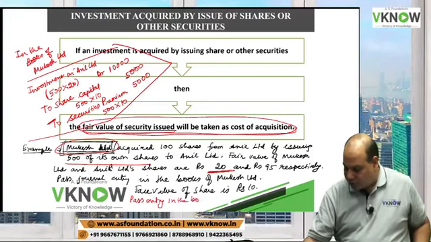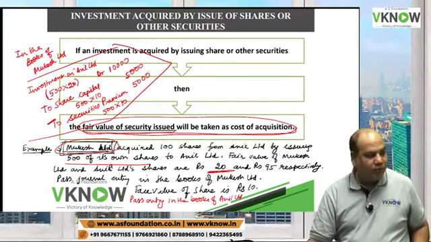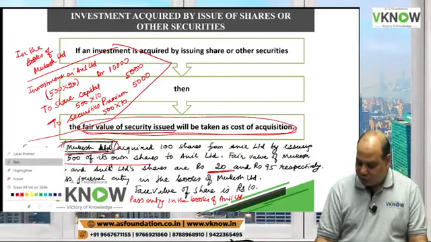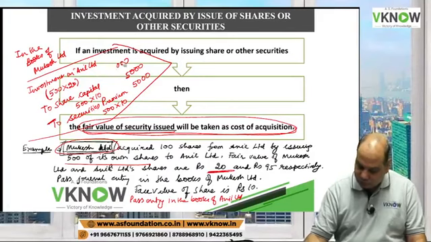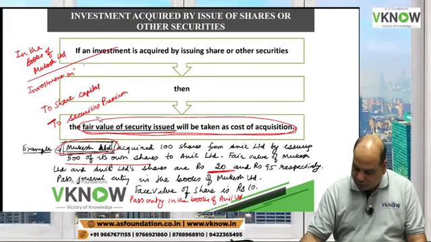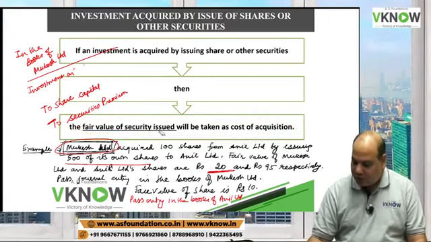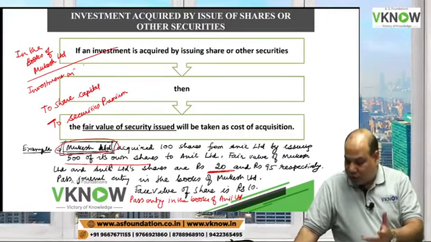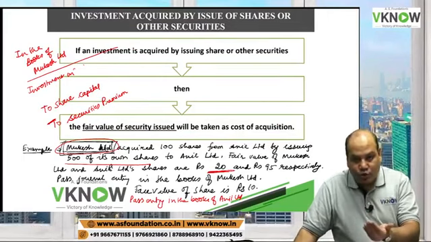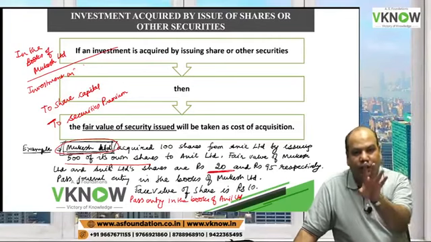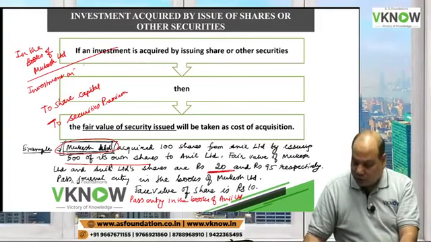Pass entry in the books of Anil Limited. What entry will Anil Limited pass? Anil has issued 100 shares to Mukesh. Anil's fair value is 95.